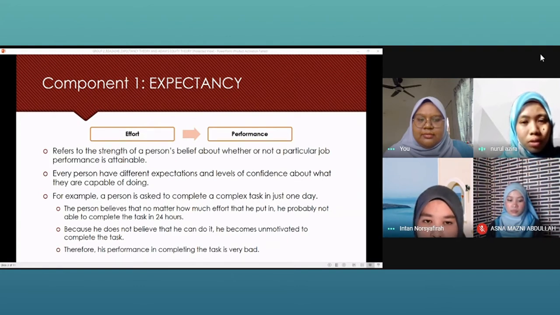So, because he does not believe that he can do it, he becomes unmotivated to complete the task. Therefore, his performance is very bad and this will lead him to have a low expectancy of himself to finish the task. That's all about expectancy. I'll pass to my friend to continue for the second component of expectancy theory.